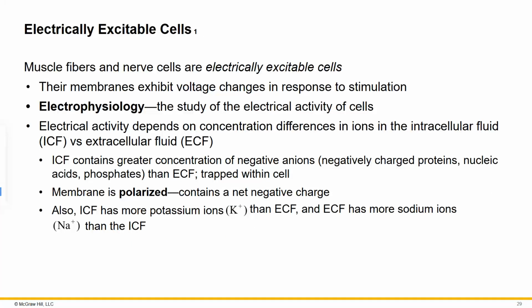So electrophysiology is the study of the electrical activity of cells. Electrical activity depends on concentration differences in ions in the intracellular fluid versus the extracellular fluid. Intracellular fluid contains a greater concentration of negative anions, or negatively charged proteins, nucleic acids, and phosphates, than the extracellular fluid, and those are trapped within the cell. This creates a polarized membrane, or a net negative charge. Also, intracellular fluid has more potassium, extracellular fluid has more sodium. This is not new, so this is the exact same setting the stage as we did for the nerve impulse.